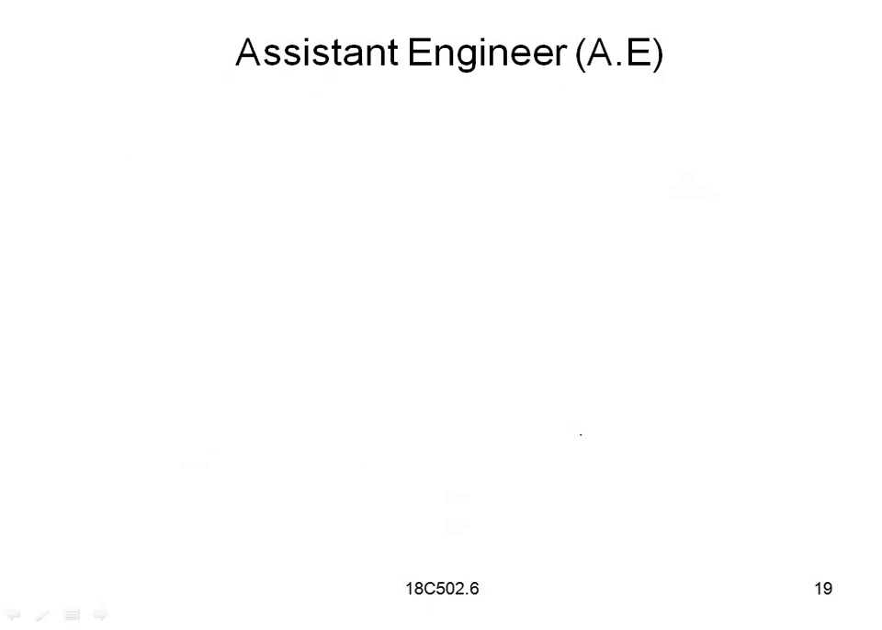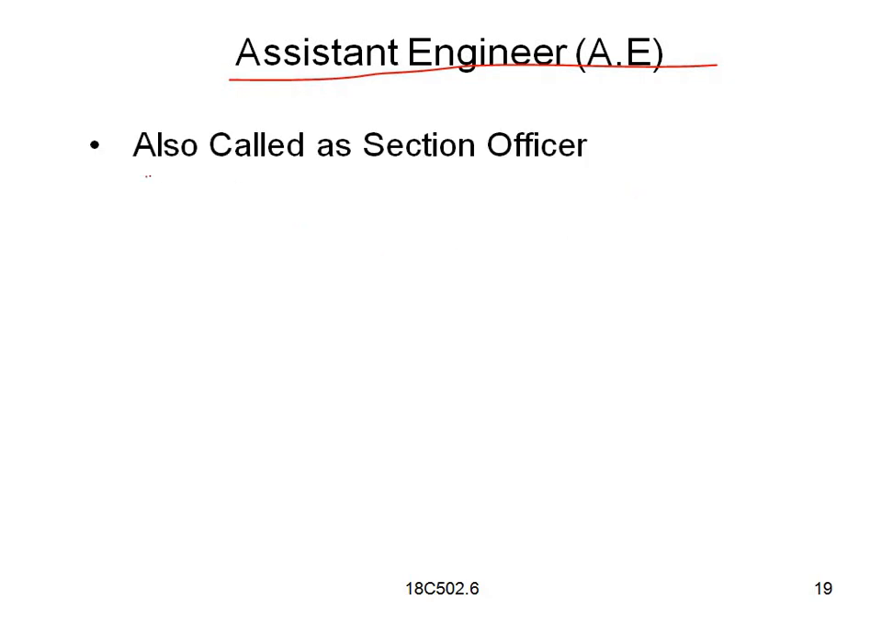Okay, and the final one is the last, the assistant engineer. So he is the final person in any site construction. He is also called the section officer. So this AE person will also be called the section officer in the assistant engineer category.